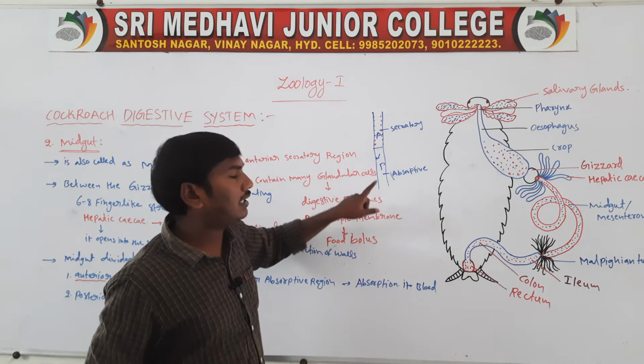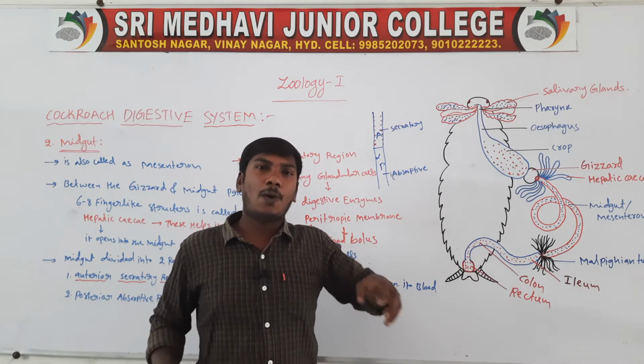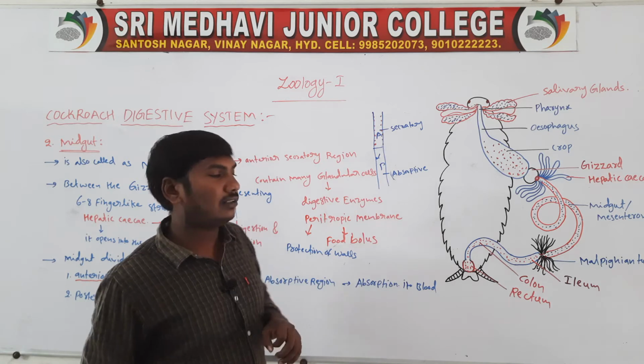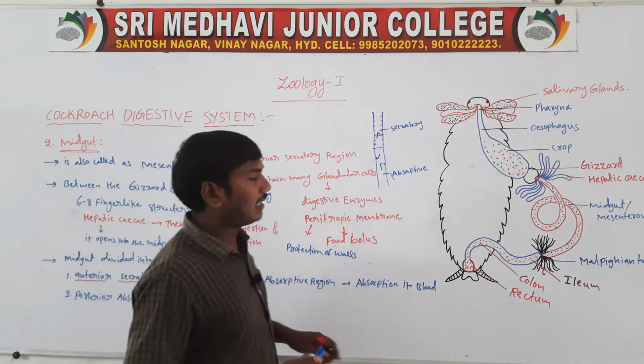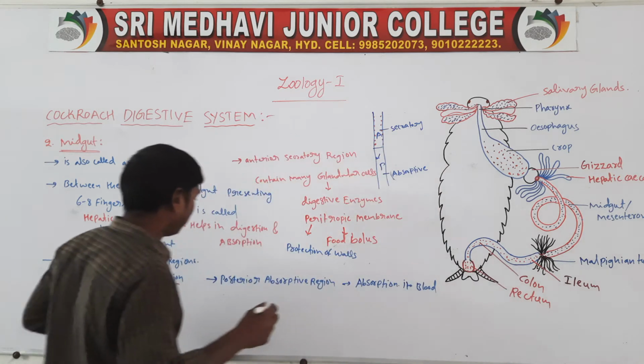Next, the posterior absorptive region. In this absorptive region, the digested food materials are absorbed into the blood. Next, the midgut opens into the hindgut.